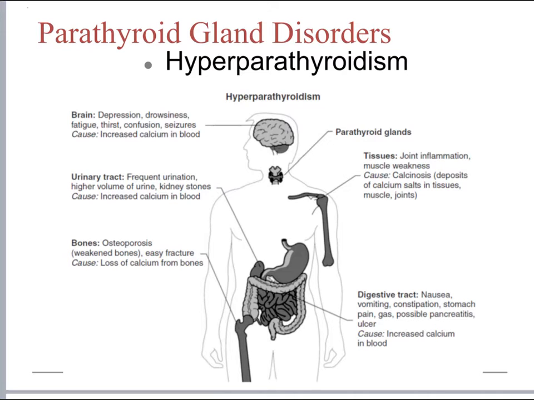Now, our bones are affected. We see osteoporosis or weakened bones, and this can lead to our bones being more easily fractured, and that's because we are pulling that calcium out of the bones and putting it into the blood. For our tissues, joint inflammation and muscle weakness, and we're getting calcinosis, which is deposits of calcium salts in our tissues, muscles, and joints. And in our digestive tract, because of this increase of calcium in the blood, we get things like nausea, vomiting, constipation, stomach pain, gas, and even possibly pancreatitis and ulcers.